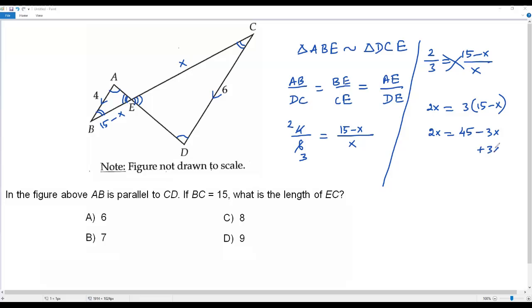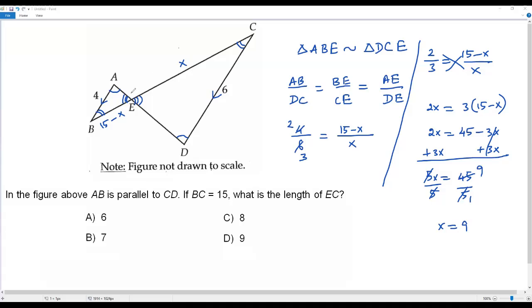Now let me add 3x to both sides. When I do so, the negative 3x and positive 3x will cancel. I'm getting 5x equals 45. Then I divide both sides by 5. When I do so, the 5 will cancel out, and 5 goes into 45 nine times. Then I'm getting x equals 9.